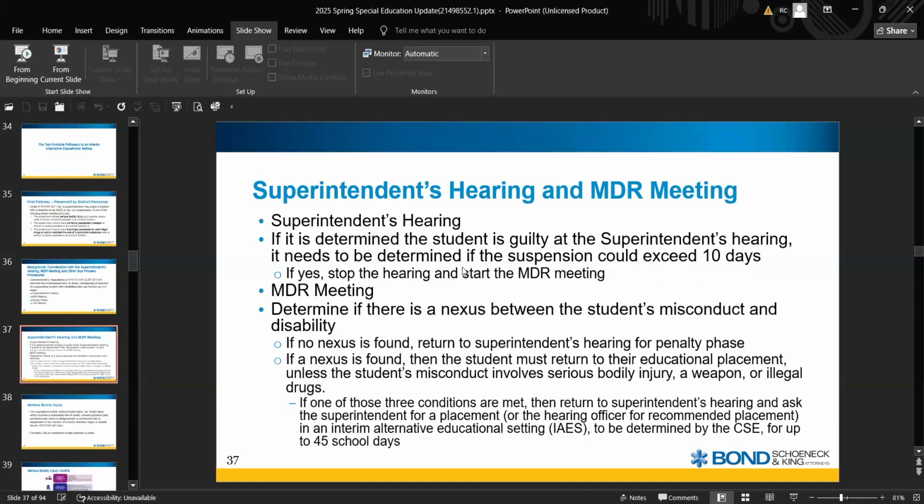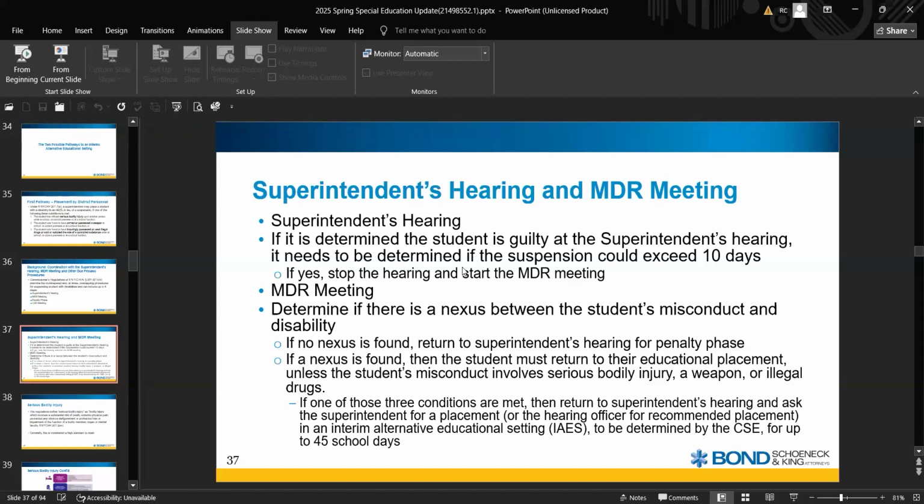As I said, when you're going back to the hearing officer, if you found manifestation and it involves serious bodily injury, they seriously hurt somebody, or they brought a knife to school, or they had possession of marijuana. Sometimes there will be a factual dispute as to whether what the student had was a weapon. If they hit somebody with something, or threw something at somebody, but the parent is saying that's not a weapon, but we think it's a weapon, there might be a little mini hearing at the superintendent's hearing to decide whether or not it's a weapon, or whether it was serious bodily injury.